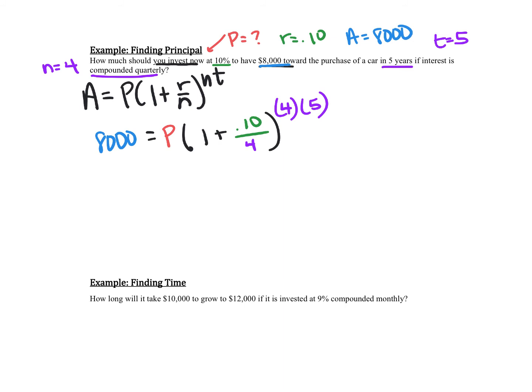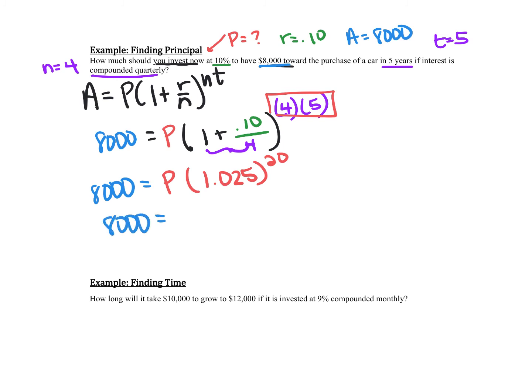And so again, I'll work the inside of this first. So I get 8,000 is equal to P times 1 plus 0.1 divided by 4. That's equal to 1.025. I'm going to raise that to the 4 times 5, which is the 20th power. And here I get 8,000 is equal to 1.63861644 times the principal P.